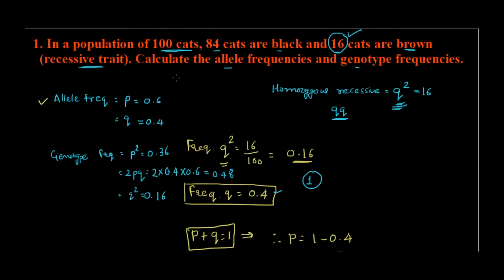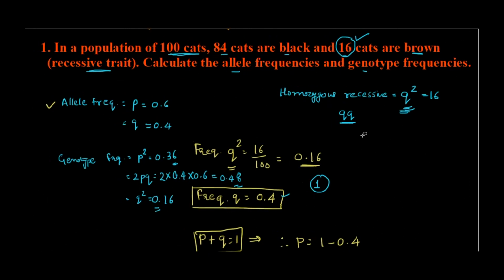So what this says is, in this population we said 84 cats are black, right? 16 cats are brown, that is homozygous recessive. We got it. 84 cats are black. Out of these 84 cats, 0.36 means if you take individuals, that becomes 36, right? 36 cats are homozygous dominant and 48 cats are heterozygous for that particular trait.